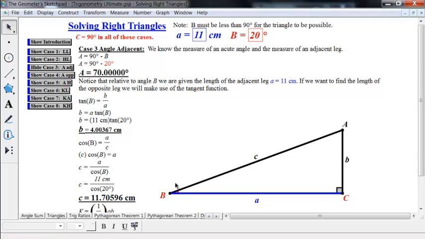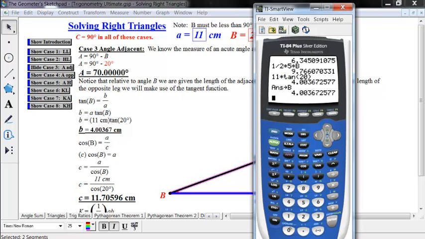So cosine of angle B is adjacent over hypotenuse, so that's A over C. Multiply both sides by C and divide by the cosine of angle B, and we get C is A over cosine of B. A is 11, B is 20 degrees. So that's 11 divided by the cosine of 20 degrees. And I'm going to go ahead and store that as C.